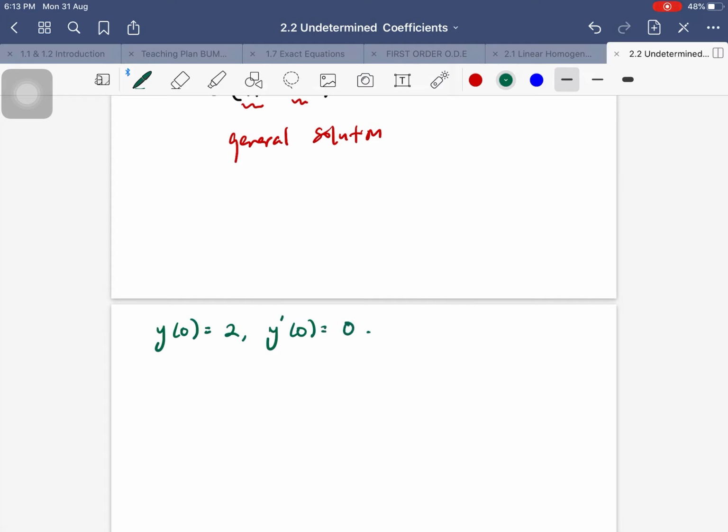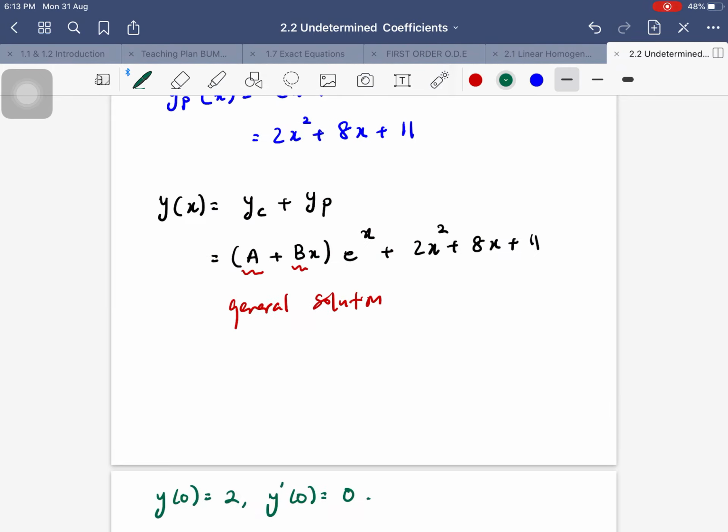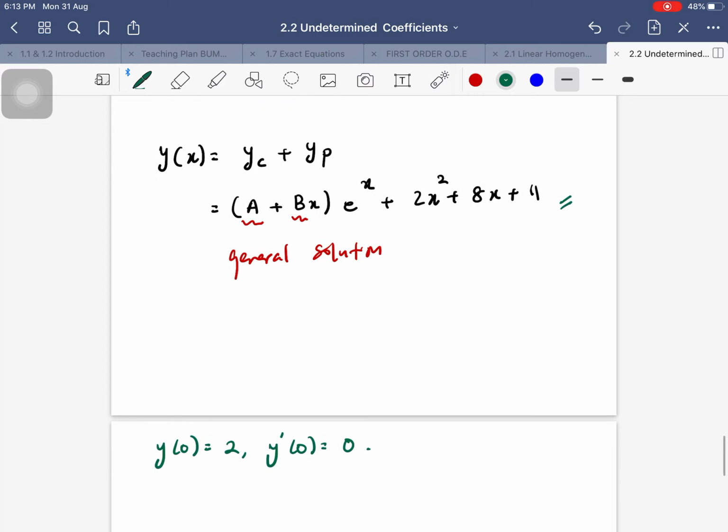Again, I would like to warn you, when you find a particular solution for the case of a non-homogeneous equation using undetermined coefficients, you substitute into this equation, the y(x). Do not substitute into just the yc, remember? So the particular solution only comes after the general solution. After you get the general, then only you can find the particular. So that is why you only substitute after you have found the general solution.